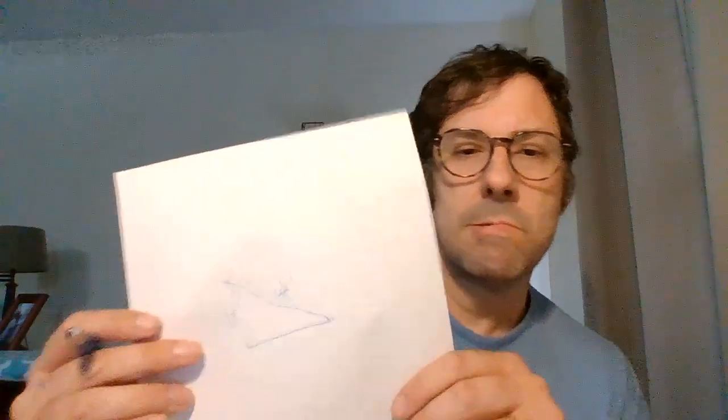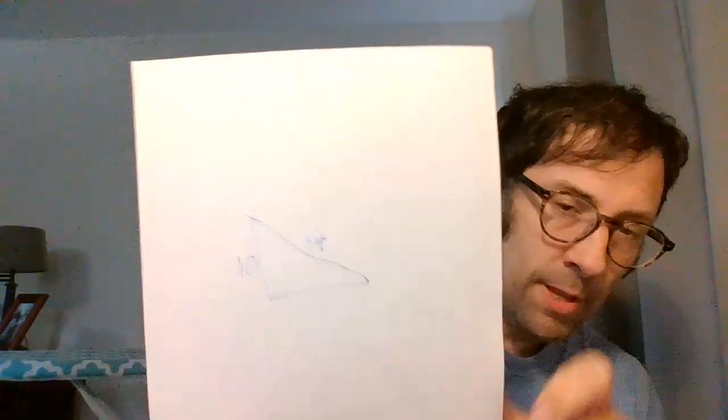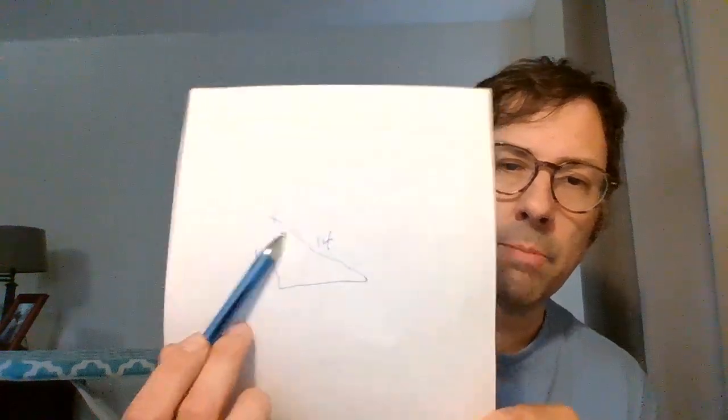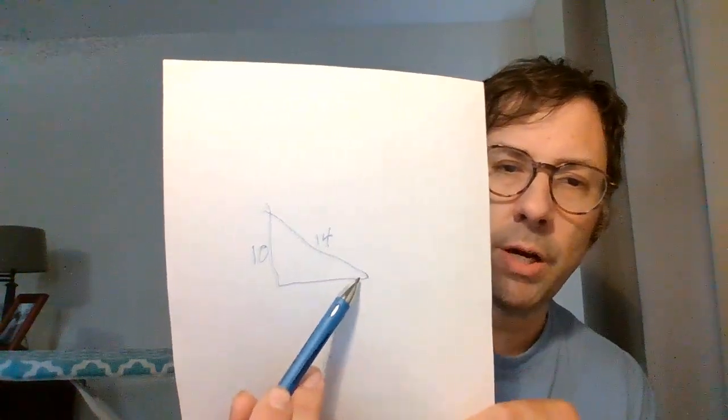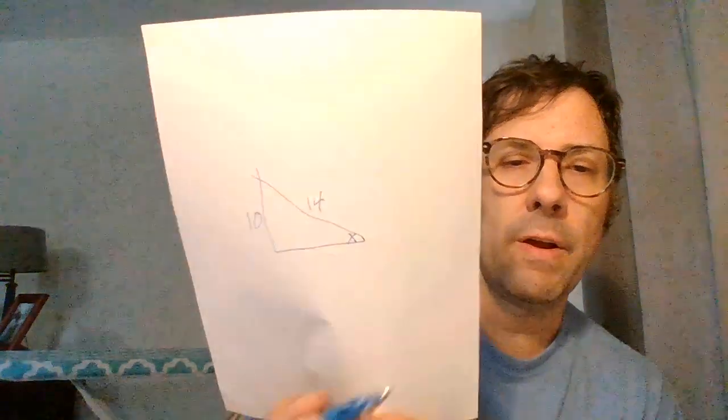So say we now have a triangle with sides 10, 14, and 10. Now we have a triangle that has an opposite side. We want to find this angle right here, so we're going to put a little X right there. That's the angle we want to find.